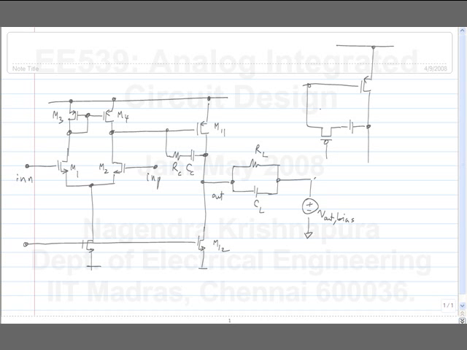Now I can tie this to ground. That is one possibility. But then the voltage at this point is what? It will be VDD minus VGS11. So what is the gate source voltage of this MOSFET? VDD minus VGS11, and it's sensitive to the supply voltage variations. That is not a very good thing.